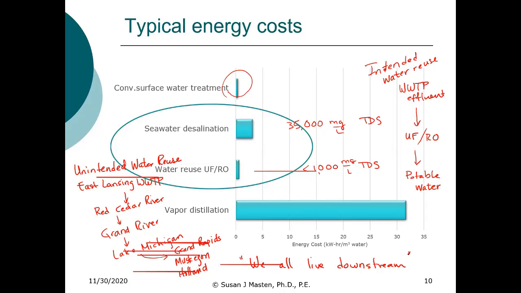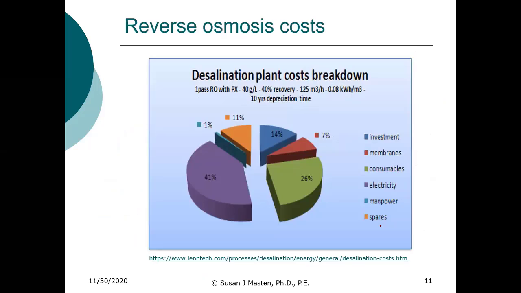Any questions about this? So you can see in terms of cost, it's a lot more costly from an energy perspective to desalinate water than it is to reuse water. And then vapor distillation is extremely expensive, which is why we don't use vapor distillation on a large scale for water treatment. It's just orders of magnitude more costly than either conventional surface water treatment, desalination, or water reuse.